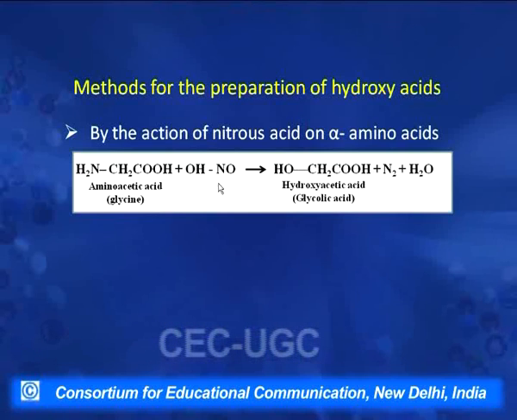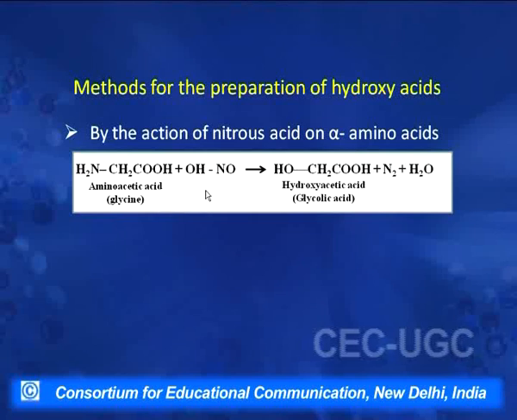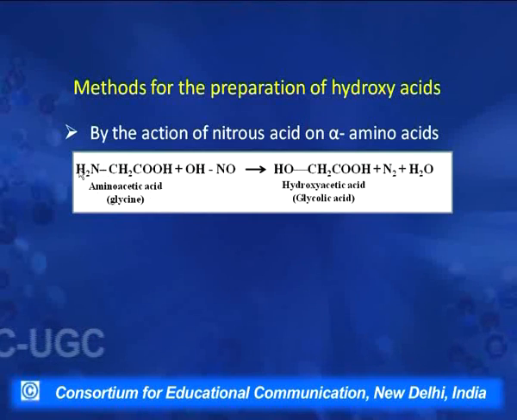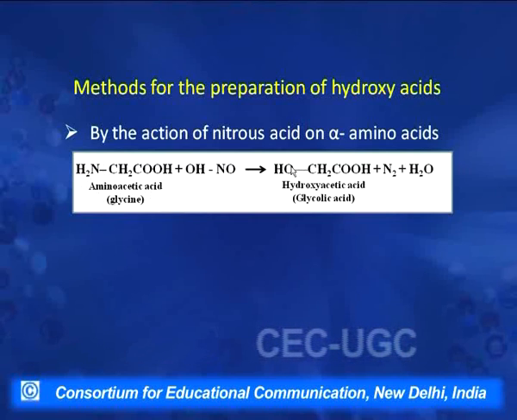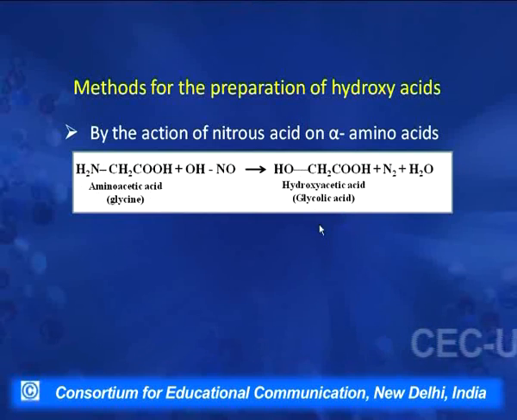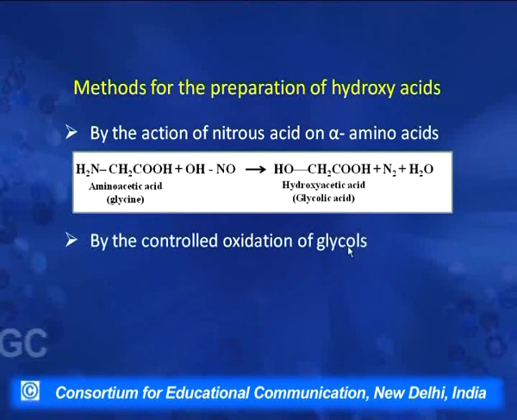These alpha amino acids can be converted into alpha hydroxy acids on treatment with nitrous acid, where diazotization of this NH2 occurs, but these diazonium salts are unstable and it is replaced by OH group. So we get corresponding hydroxy acids.